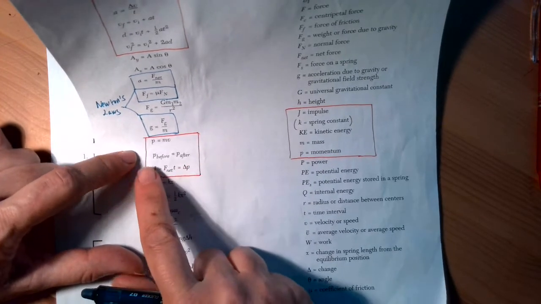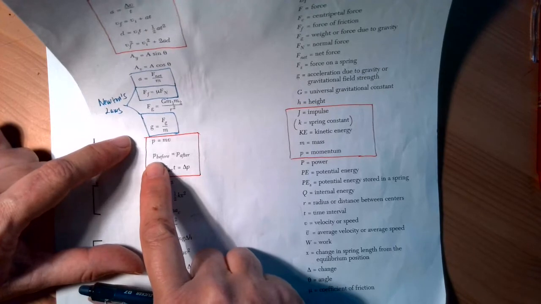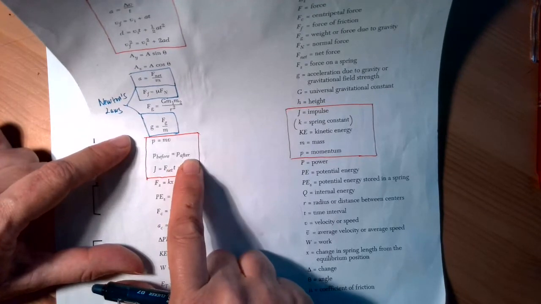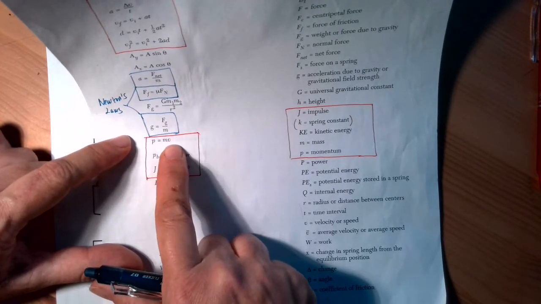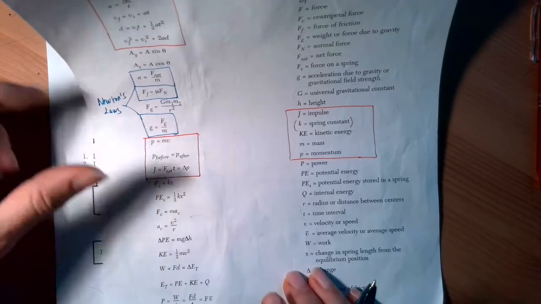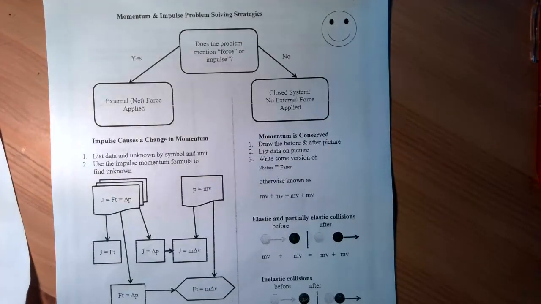All right, so here we go. The momentum before is equal to the momentum after. And then remember, the formula for momentum is mass times velocity. Okay, so here we go.